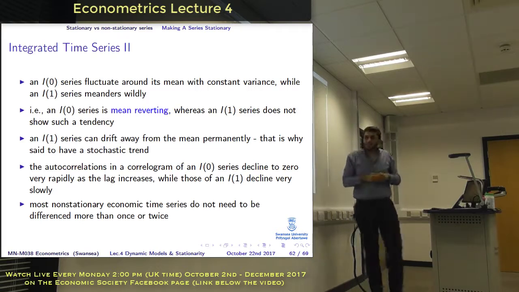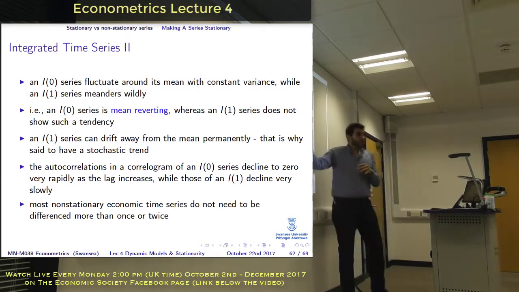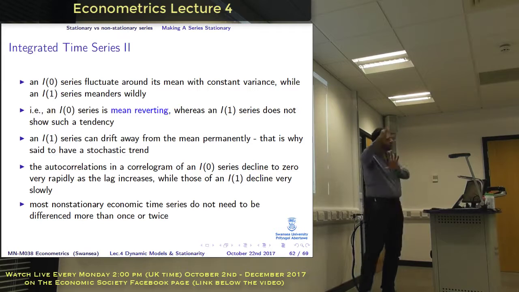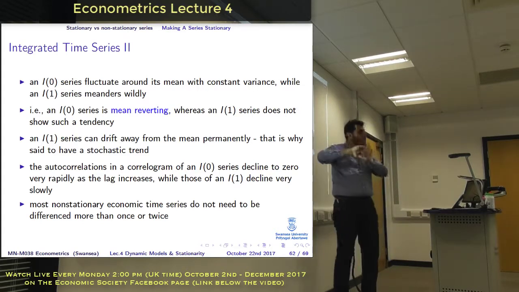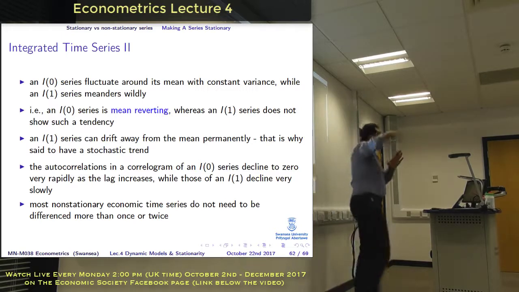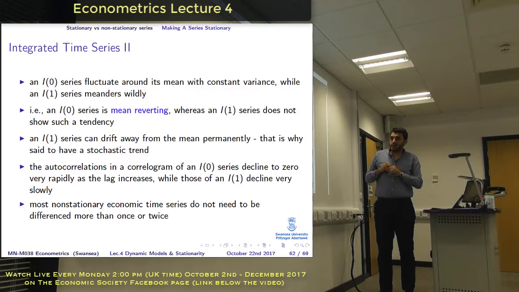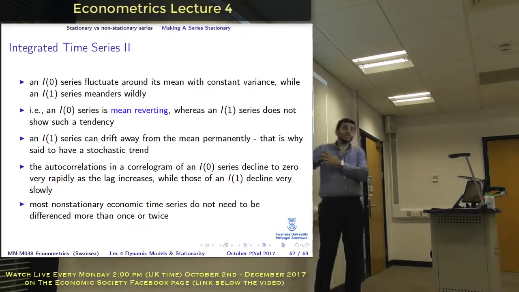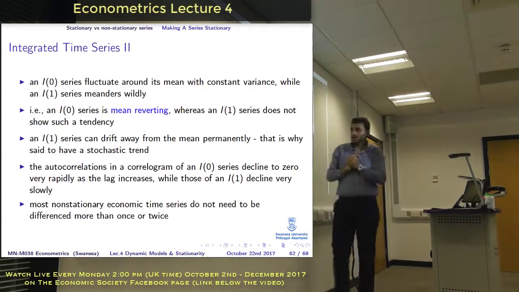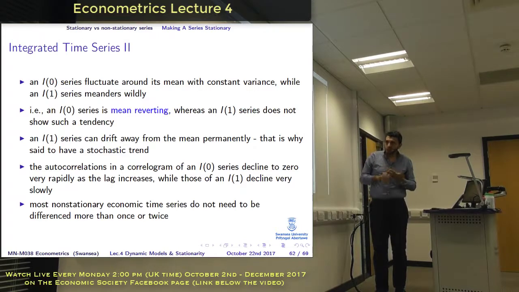An I1 series can drift away from the mean permanently. If you go back to the first graph we had for the exchange rate series, you see it drifts away from the mean, and that can happen permanently. That's why it is said to have a stochastic trend, so it's going upward. The autocorrelations, we discussed this before.